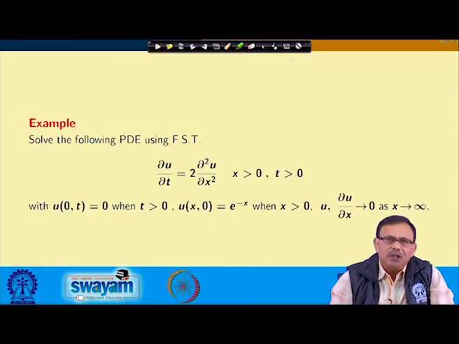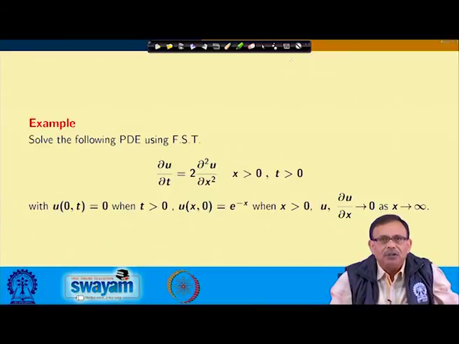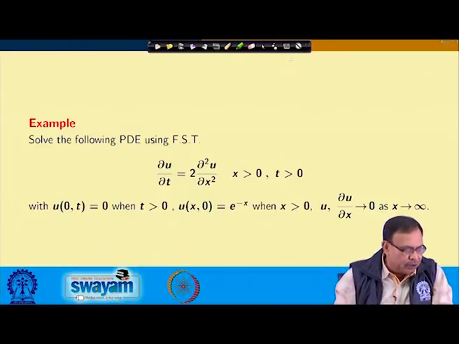So, as you have seen in the previous problem, whenever we are considering the Fourier sine transform, one term will come, del u del x, and the value of del u del x should be known as x approaches infinity, otherwise I cannot evaluate it. Therefore, for this problem also, to find the solution, I have to use the Fourier sine transform with respect to x only.